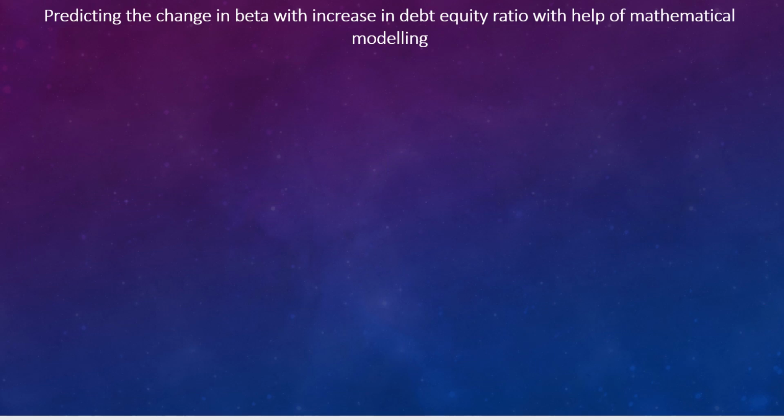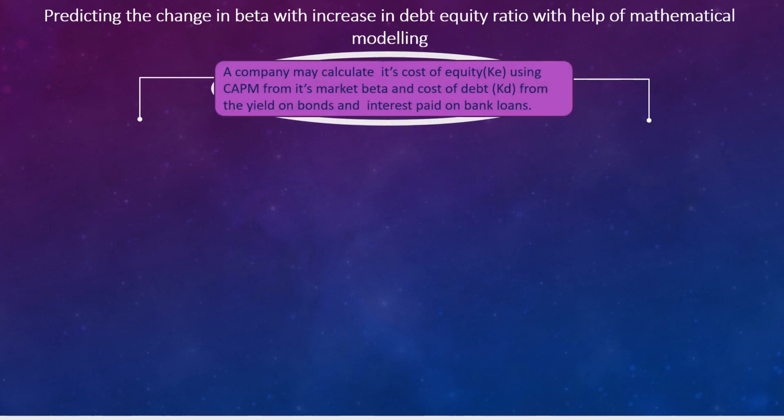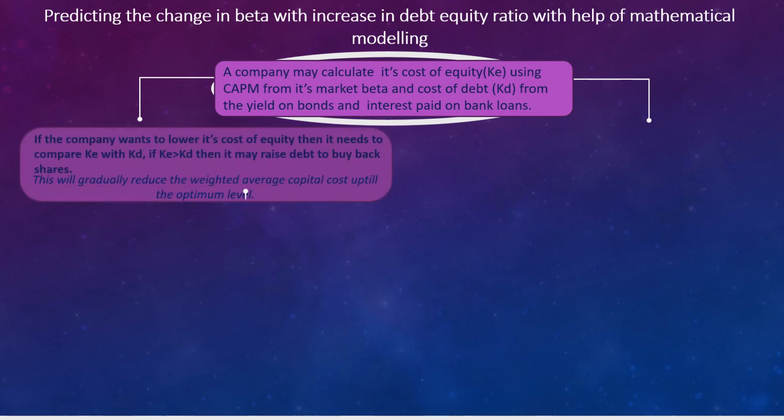Now, predicting the change in beta with increase in debt equity ratio with the help of mathematical modeling. A company may calculate its cost of equity using CAPM from its market beta and the cost of debt from the yield on bonds and interest paid on the bank loans. If the company also lowers its cost of equity, then it needs to compare cost of equity with cost of debt. And if Ke is more than Kd, then it may raise debt to buy back shares. This will gradually reduce the weighted average cost of capital up to the optimum level.